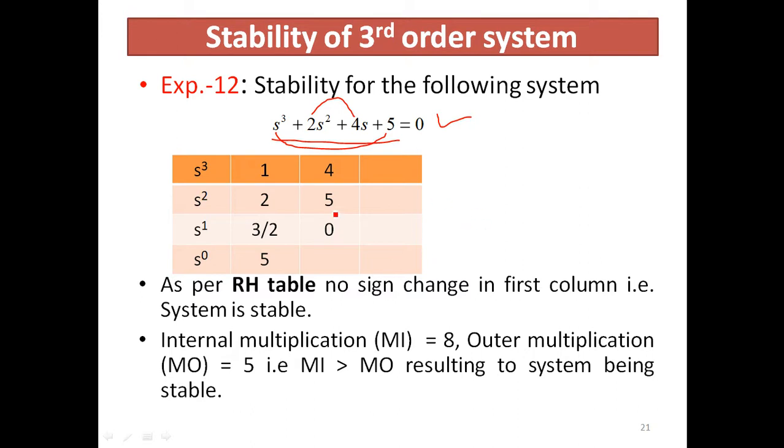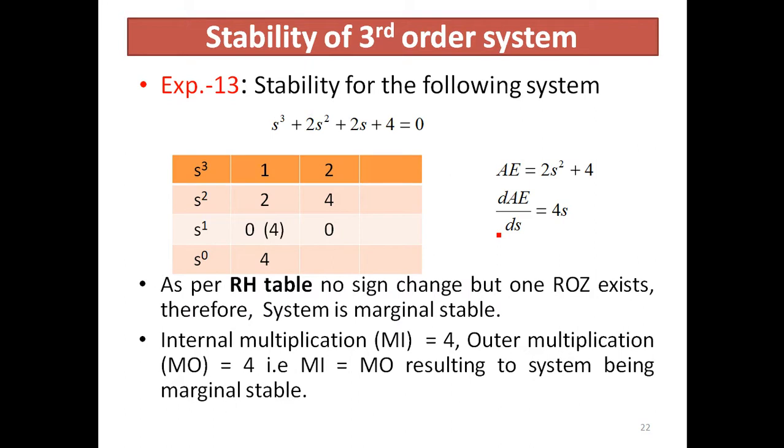Now, this concept is to be verified by the RH table. So, construct the RH table. The elements of this row are 1 and 4. Then for s raised to power 2, the row is 2 and 5. Others are derived from these two rows' elements. Here we observe that there is no sign change in the first column of the Routh array. Therefore, this system is stable.